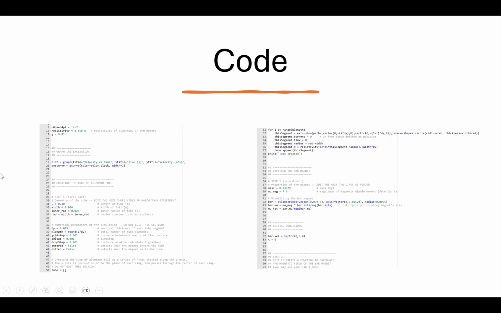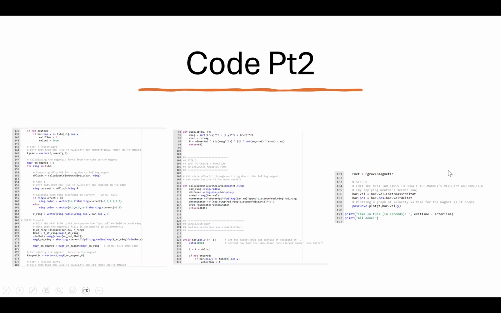For the code, this is the first part we have to write. At first, we have to put the length of the tube, which I got 0.30, the width of the foil, the inner radius of the tube, and that's how we got the total radius. On the second part, I have to put the mu of the magnet and the mass of the magnet here. Since the code is very long, I had to break it up into 3 parts.